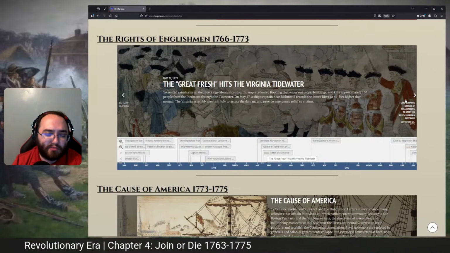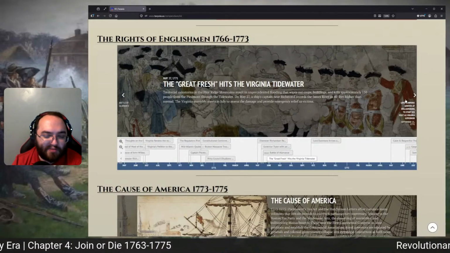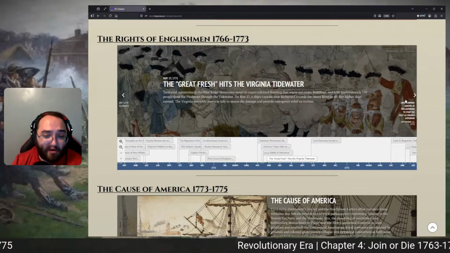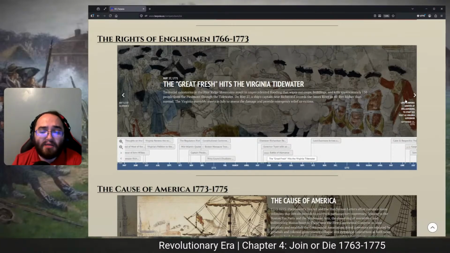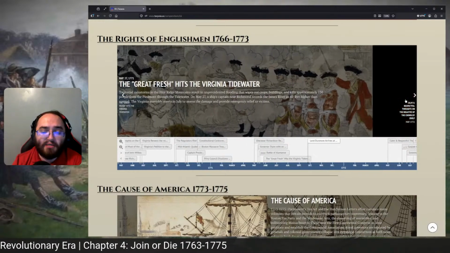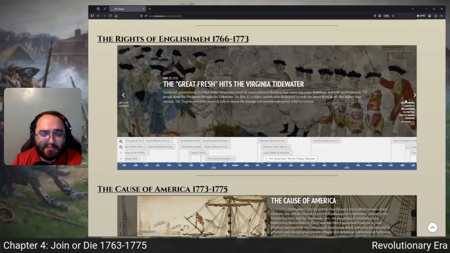So this isn't really related to much of anything, but it's just interesting getting context of what else is going on. And so talking about the environment and a major storm like this, and the damage it caused, is just a little bit more interesting content to have on these timelines.